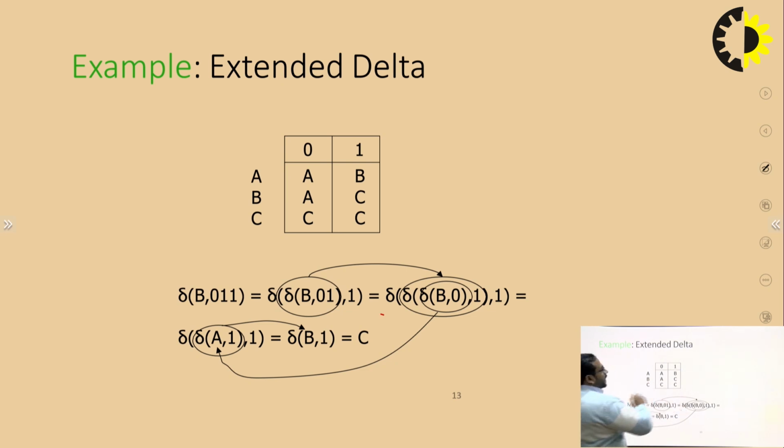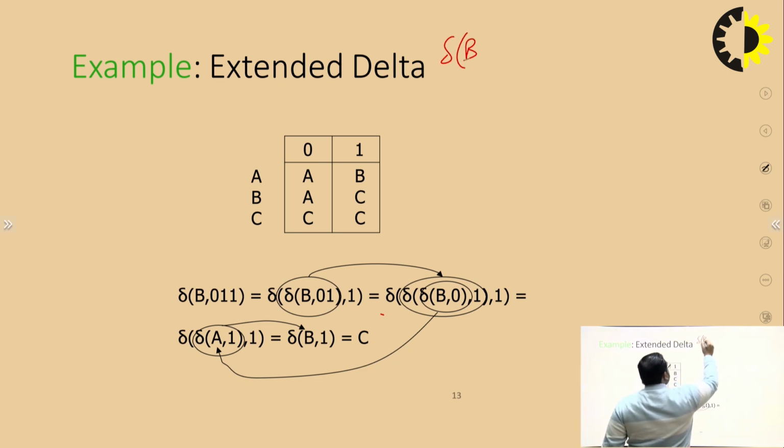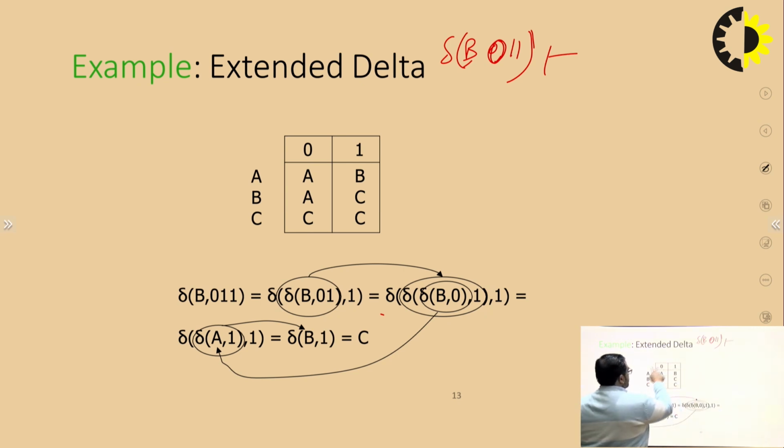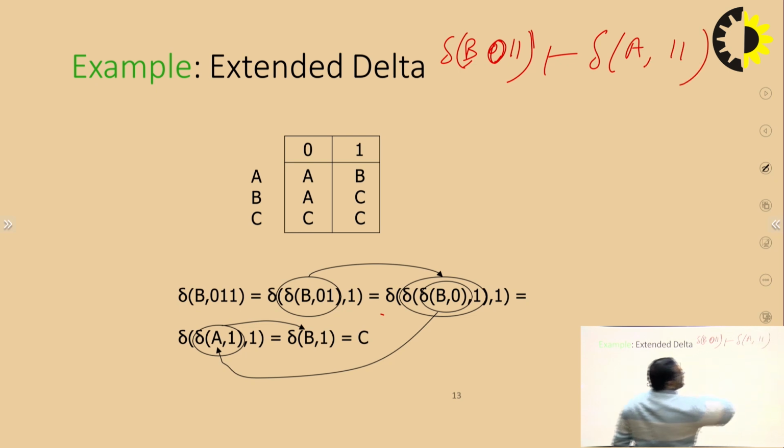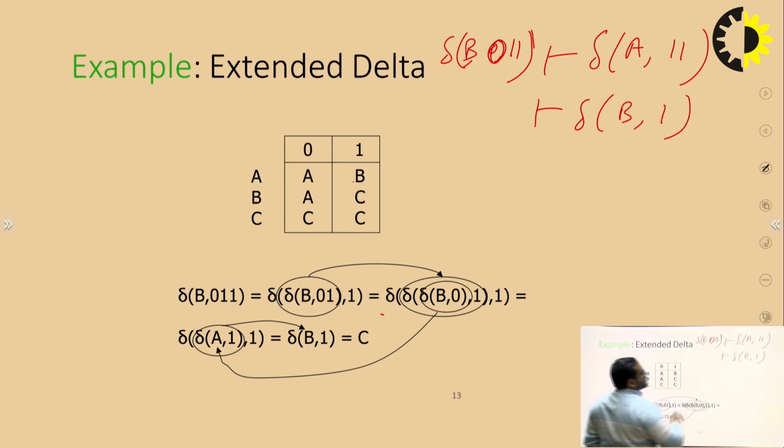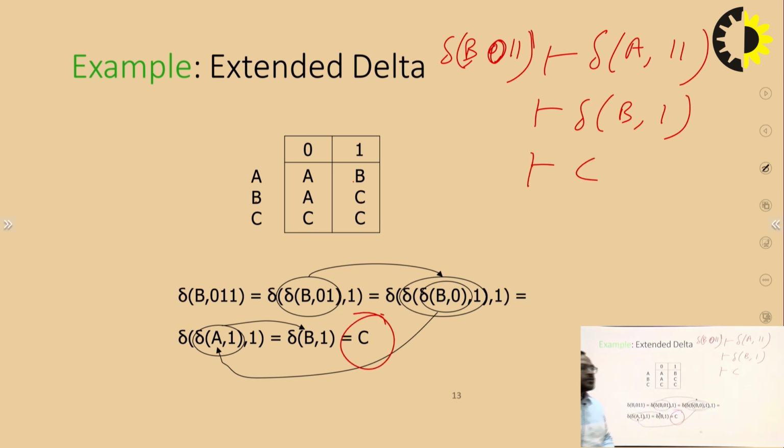Or we can just take an example. Suppose delta B011. Sorry, B011. Okay, so B0 is A. So delta A11. The remaining string is 11. This is also an easy way. Next, A1 is B. So delta B1. Finally, B1 is C. So the answer is C. You can see C is also here. So this is the way you can accept the string by using the extended delta scheme.